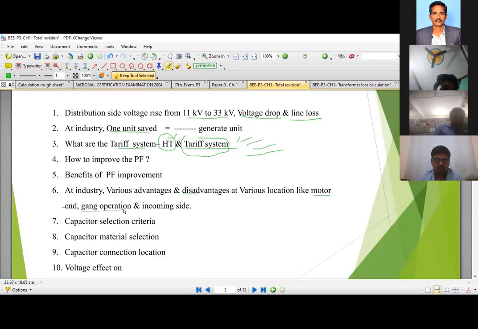For next, gang operation, what is the advantage and disadvantage? Gang operation of motors. Kamal, whatever you know, just tell. If you are using a capacitor for 10 motors, what are the benefits and disadvantages?